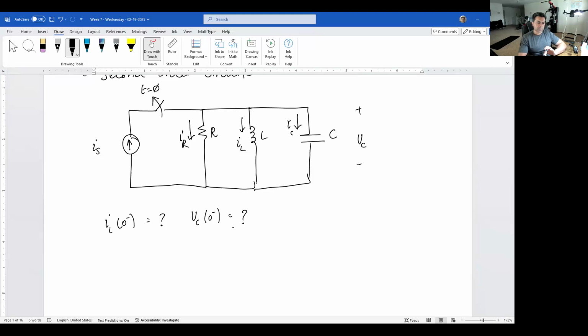All right, let me ask you the question for RL and RC circuit that we have discussed already. Why did we use to calculate the initial value of current IL0 negative in an RL circuit, or initial value of voltage in an RC circuit?